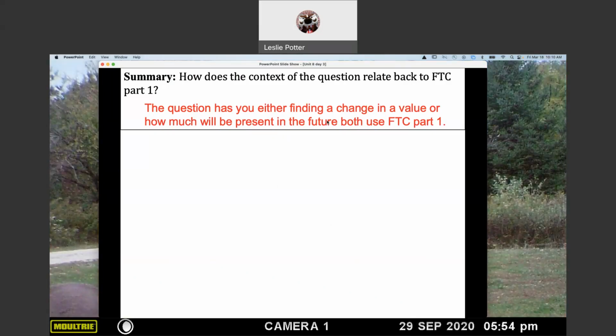If you're just asked to find a change in a value, sometimes it'll give you an initial condition just to throw you off. But if it asks you to find how much will be present in the future, or where we are at the end, then we need that initial condition. We need to know where we start in order to answer that type of question. So that's the contextual game we're playing: are we being asked for a future value, or are we just being asked to find the change?